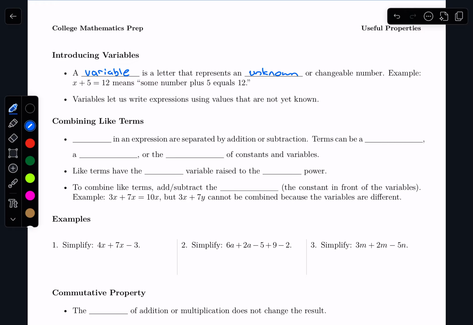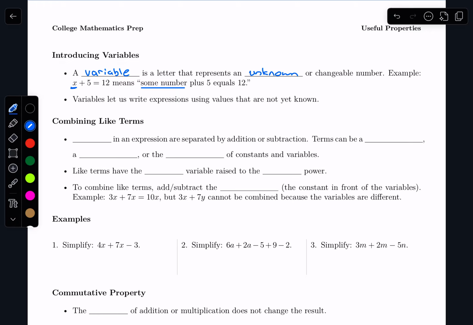So it doesn't necessarily have to be unknown. It could just be a number that we want to be able to change later. But generally speaking, a variable for us will represent a value we do not know yet, called an unknown. So x plus 5 equals 12 would read as some number plus 5 equals 12, where this phrase here, some number, is that x variable. So it's just a number that we don't know yet, but that we can solve for in the future.